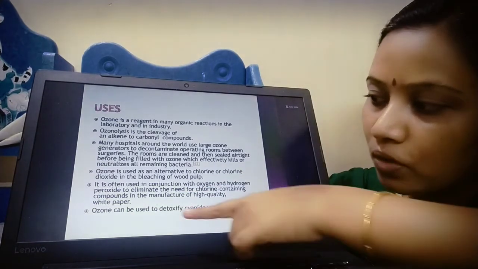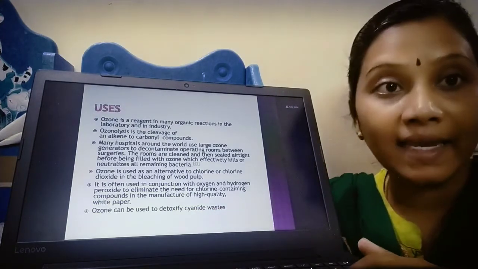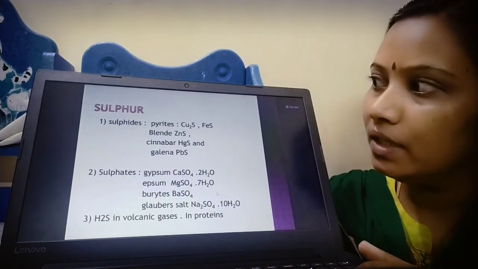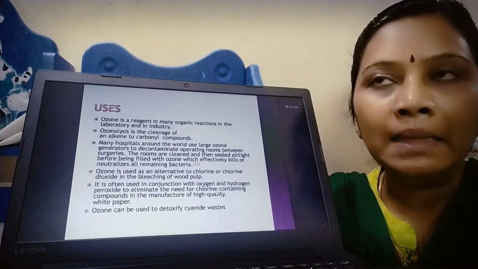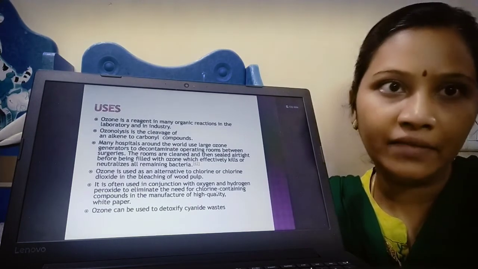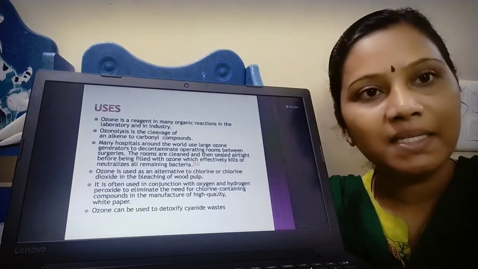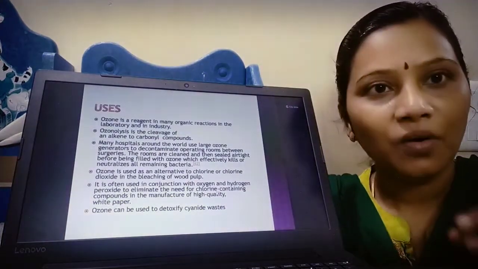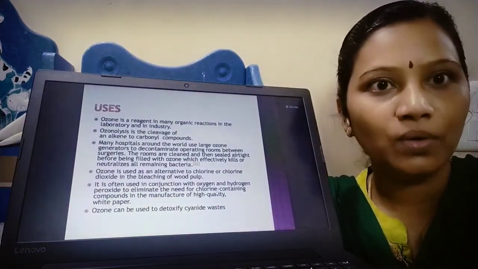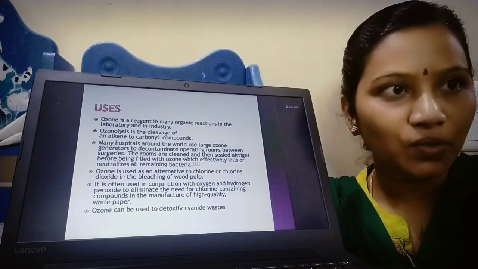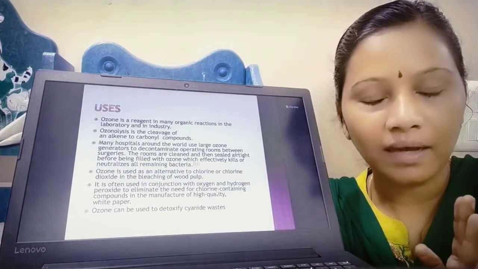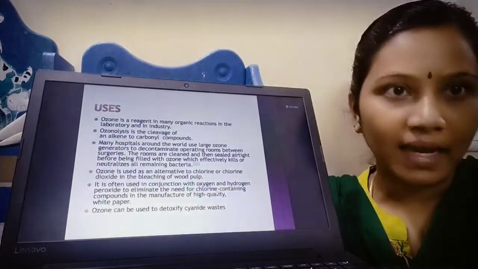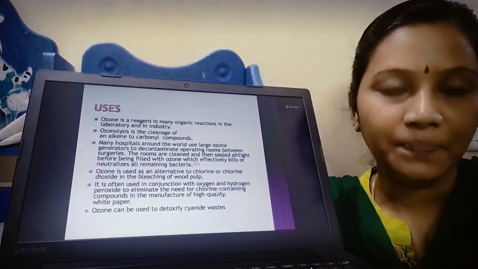And ozone is also used to detoxify cyanide containing waste. So our next element in group 16 after oxygen is sulfur, which we'll be seeing in the next class. See children, all these reactions you try to write in your notebook. Okay, write only the reactants and try to derive the products, because all the reactions are direct. Then try to balance the reaction. It becomes very easy. Thank you children.